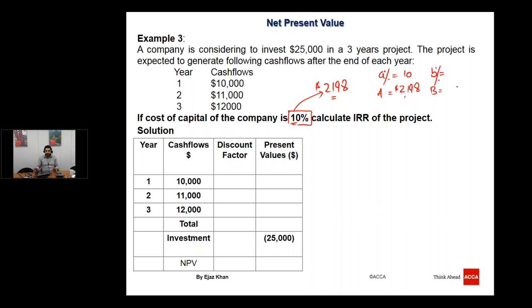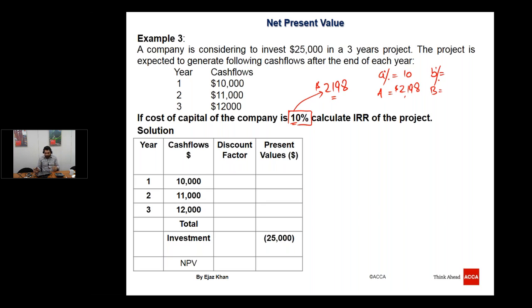We know that the NPV has an inverse relationship with the discount rate. So if at 10% we have a positive NPV, what should we do in order to get a negative NPV? Should we take a higher discount rate than 10%, or a lower discount rate? Obviously, we need to take a higher discount rate to make it negative.